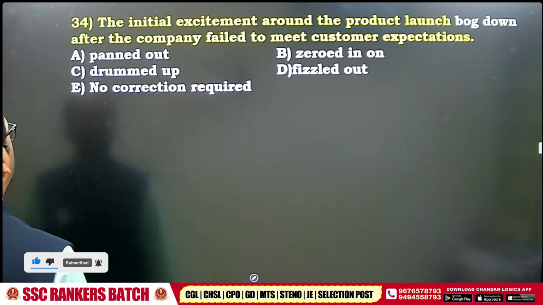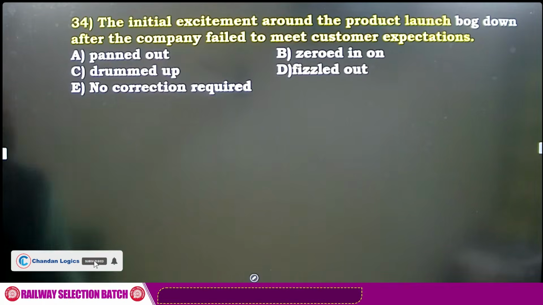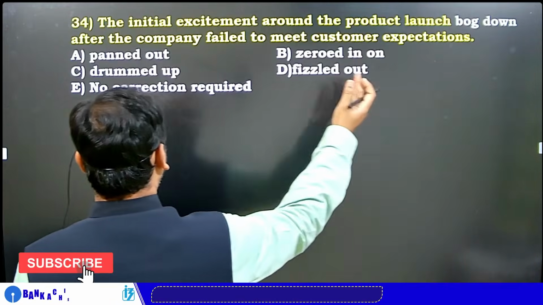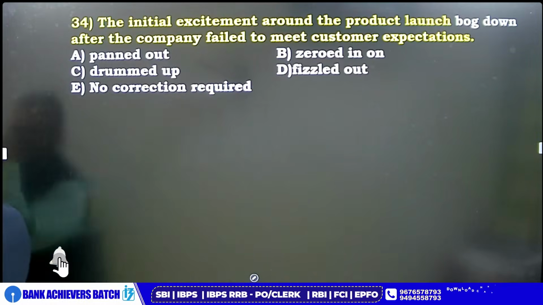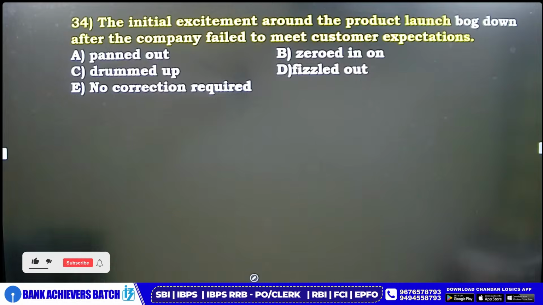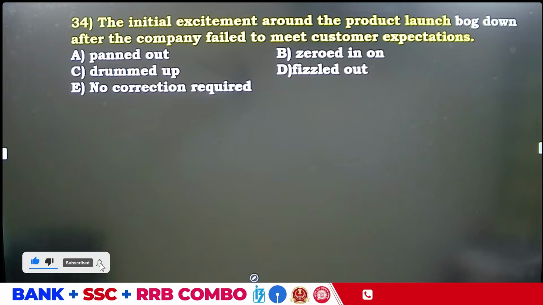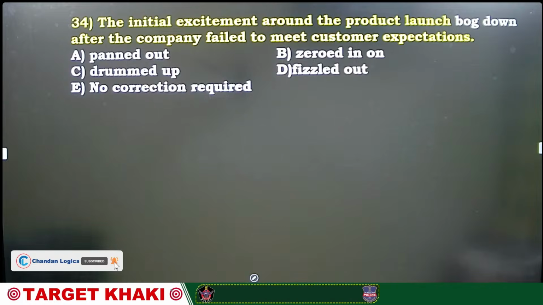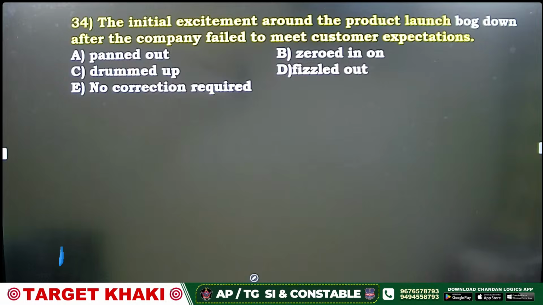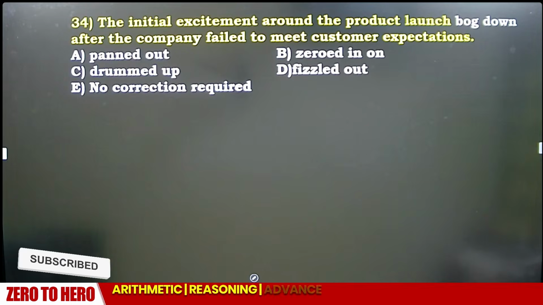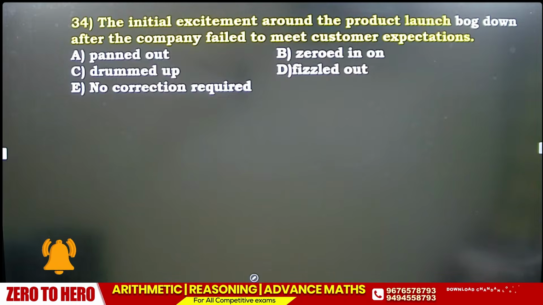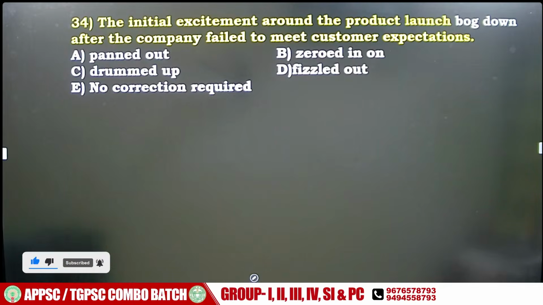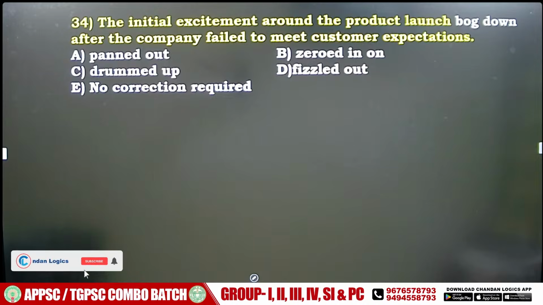Wow. Here we have, I think, a very tough question waiting for you. Phrasal verbs. Bog down, pan out, zero in, drum up, fizzle out. Guys, try to answer this question. We call them phrasal verbs. Nice question waiting for you. What could be the answer, guys? Can you try?